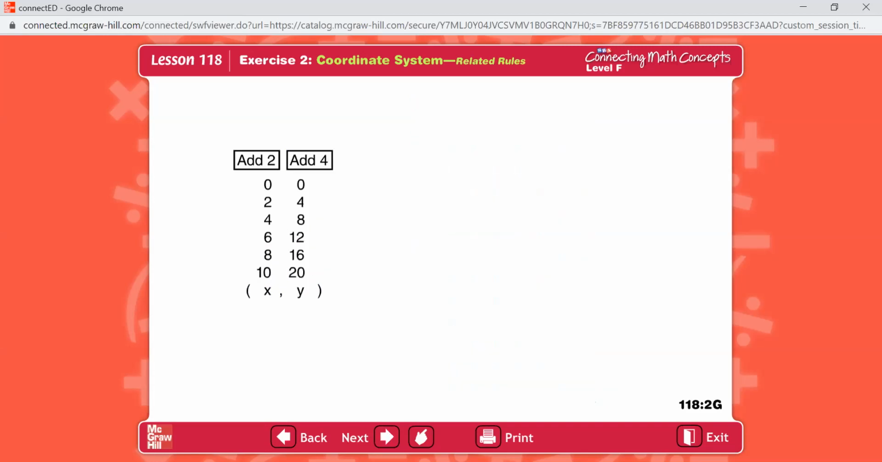This is what you should have. Each row shows x and y coordinates for a point. The first point is 0, 0. The next point is 2, 4. After that is 4, 8, and after that is 6, 12. Show the parentheses and commas for the points. Then plot the points and make the line. Pause the video now to do the work and resume when you're ready to check.